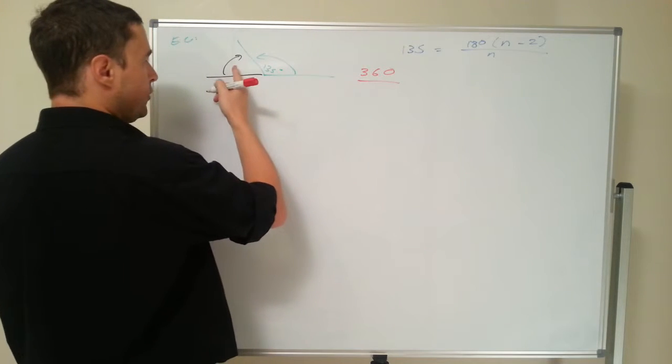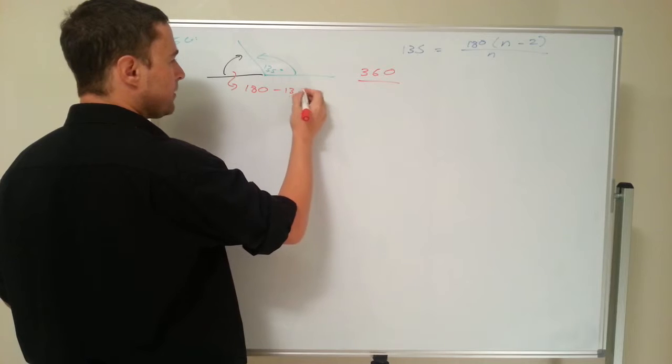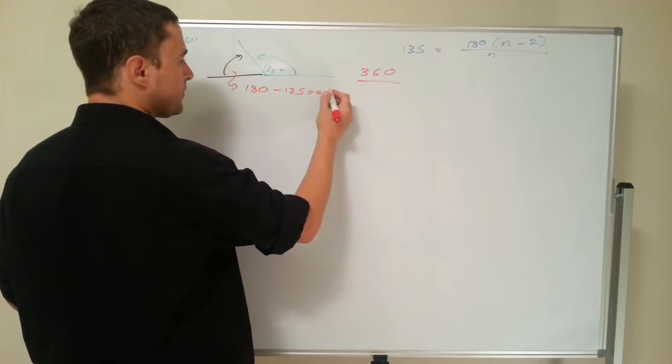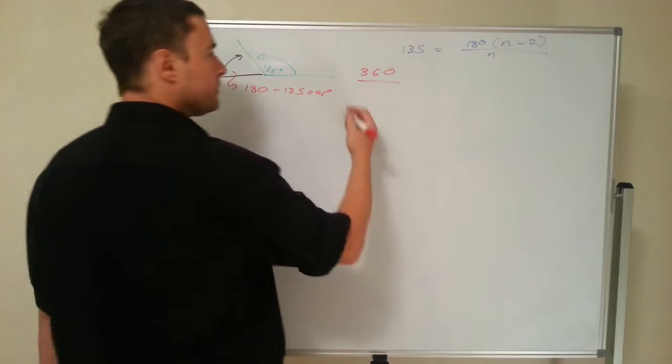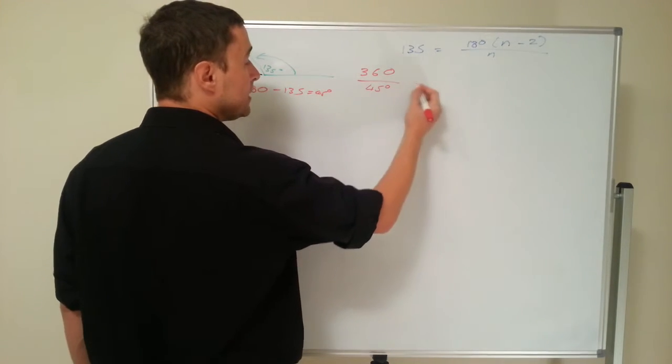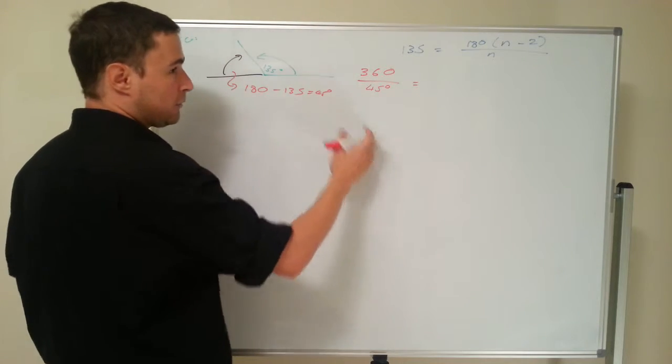So firstly, I have to work out what this external is. So 180 minus 135 gives me 45 degrees. So that's my external angle there, 45 degrees. So if I do 360 divided by 45 degrees, because it's regular, that's important, because it's regular, I can work out the number of sides.